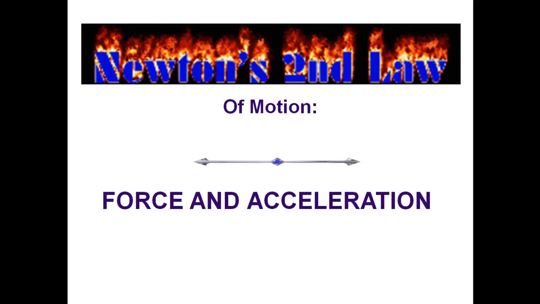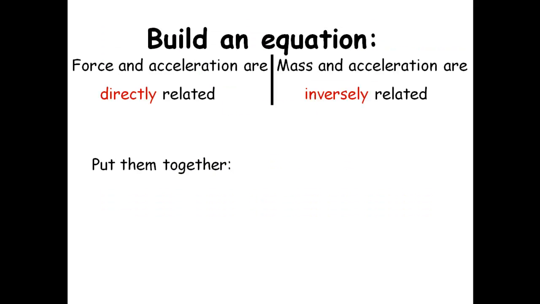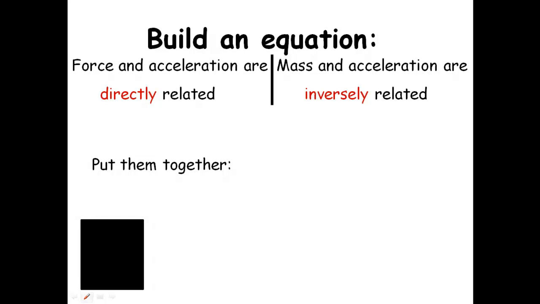Newton's second law. How force and acceleration relate to each other as well as mass. So first off, let's build the equation. We know from class and we know from the labs that force and acceleration are directly related. In other words, as one goes up, the other goes up. As one goes down, the other goes down.